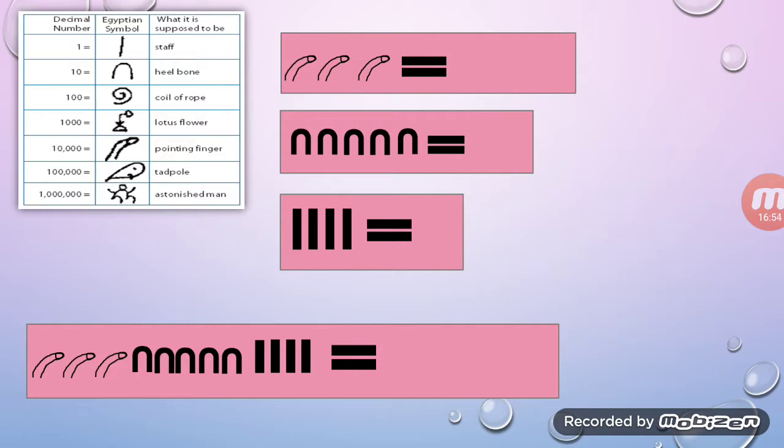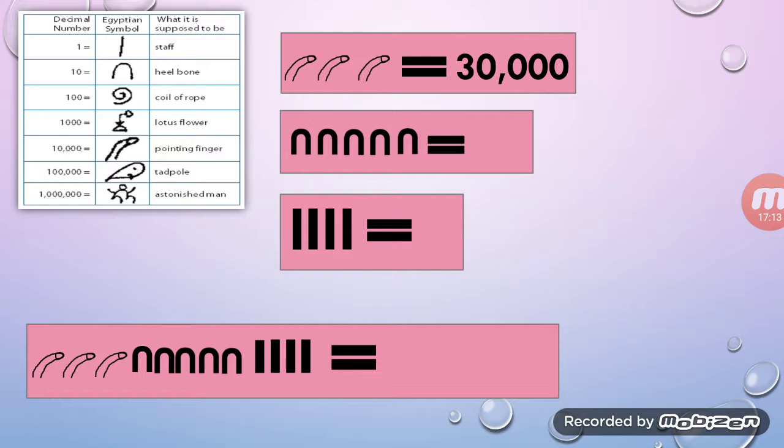Now, if you're looking at the graph, you can see that the pointing finger symbol represents the number 10,000. So one of those symbols is going to represent our number 10,000. Now adding those together, we have 3 of them, so our number is going to be 30,000.